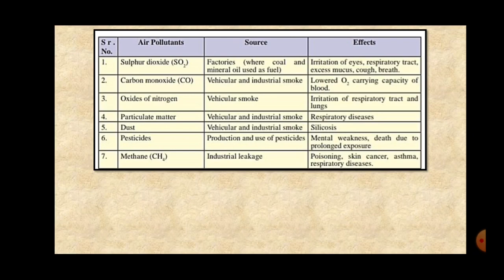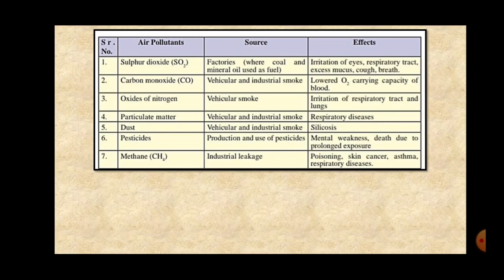Then dust, again it is given out from the vehicles and the industries, and it causes a disease called silicosis, because dust contains silica oxide, right? It is a compound of silica, and it goes and accumulates inside our lungs and causes silicosis.